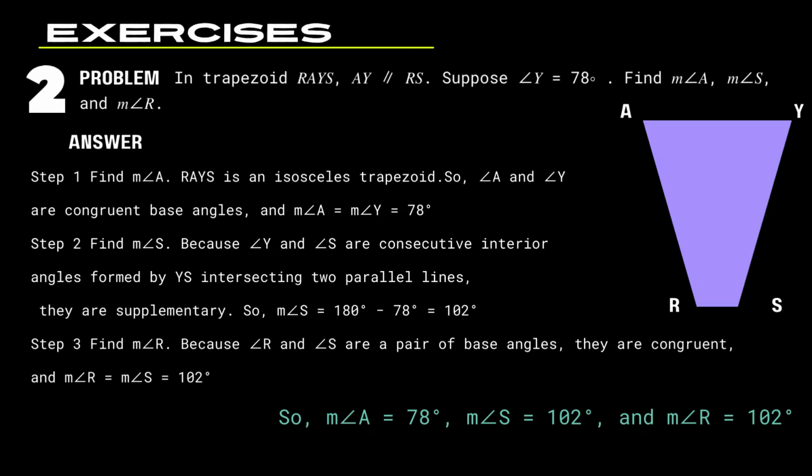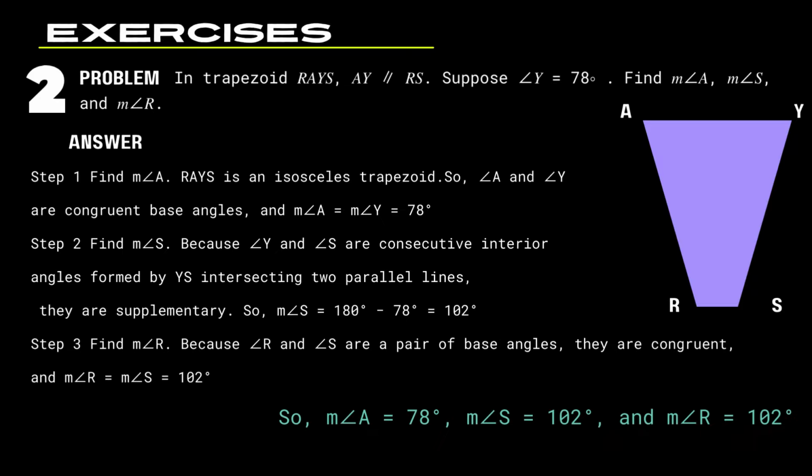Okay, to solve this, first we find the measurement of angle A. And so given that RAYS is an isosceles trapezoid, then angle A and angle Y are congruent base angles, and the measurements of those will be equal to each other, which means A is equal to 78 degrees.